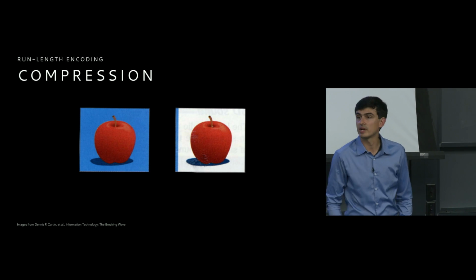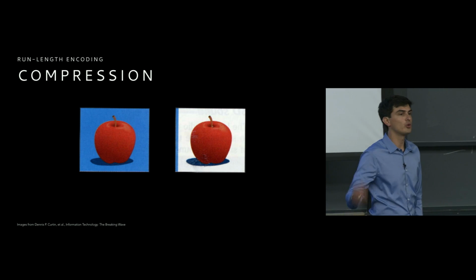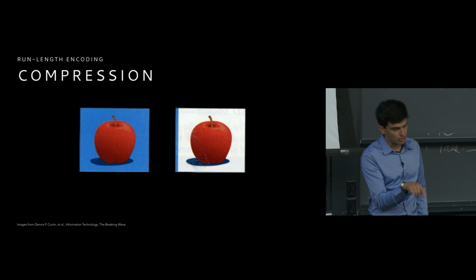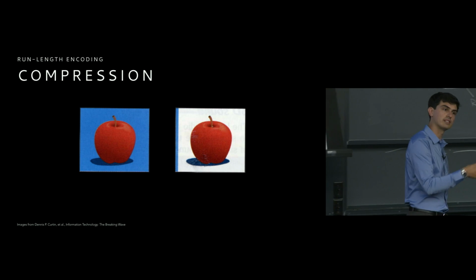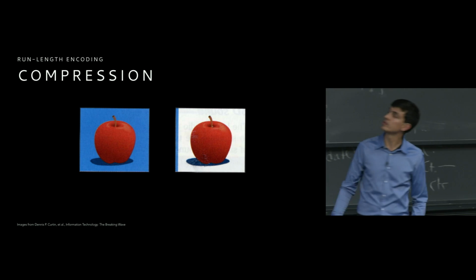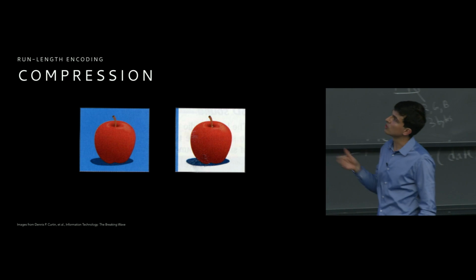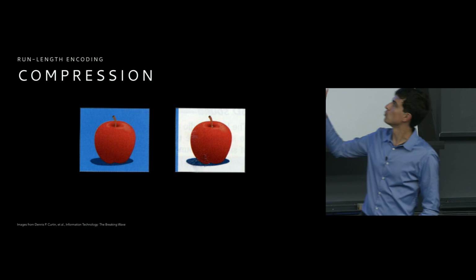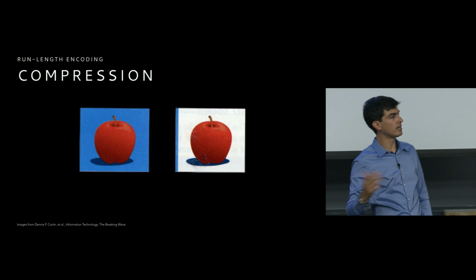Well, all of a sudden, this breaks down because it's not the same red. You have to say, okay, this is red number 1, this is red number 2, this is red number 3, and you can't compress it down any further than that. So if we take this image on the left, assume that we have a solid blue background with a red apple that has these nice smooth gradients.